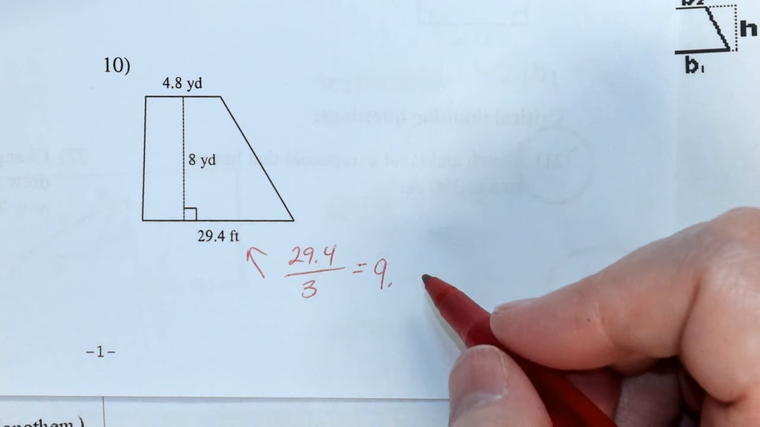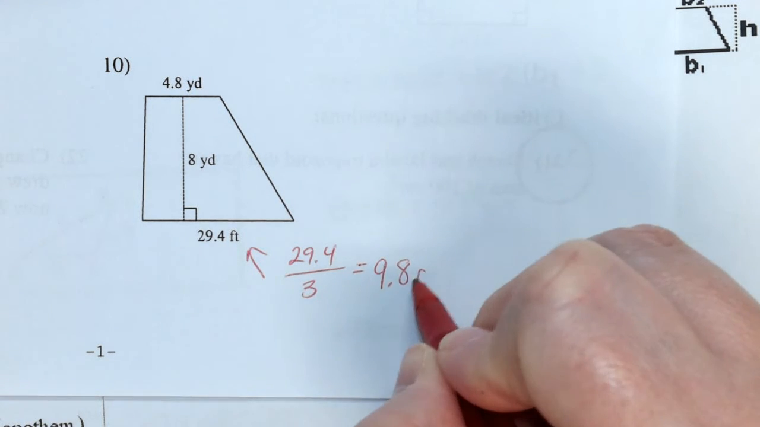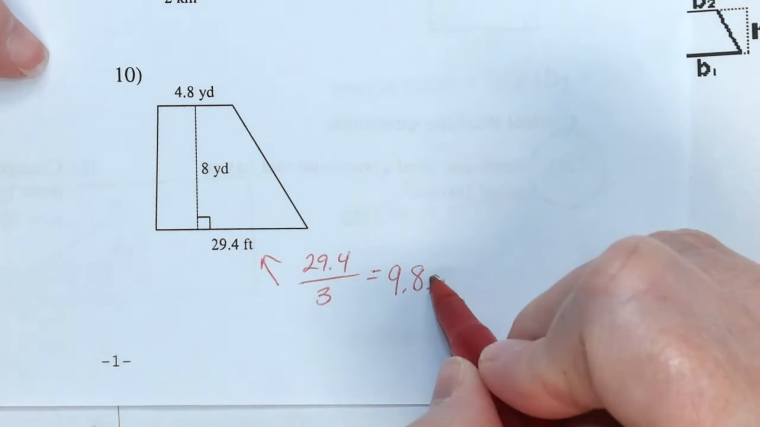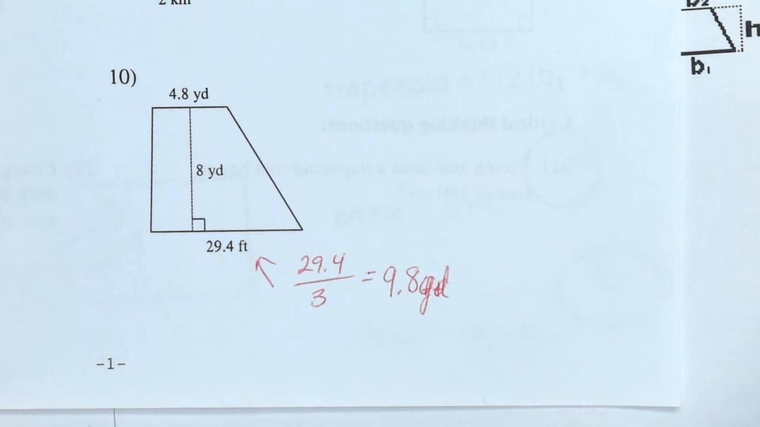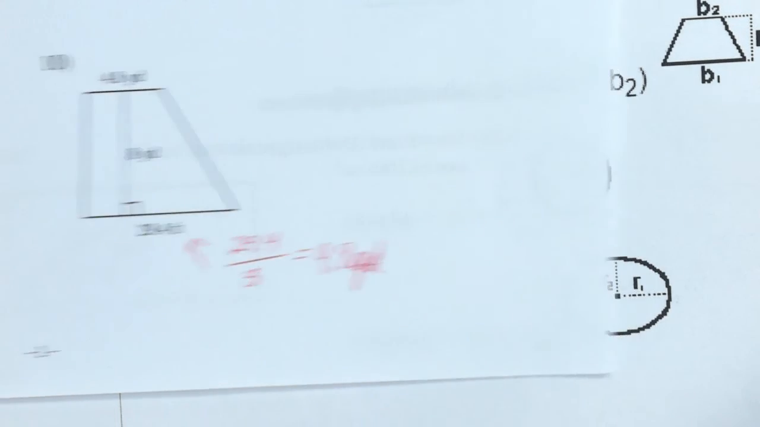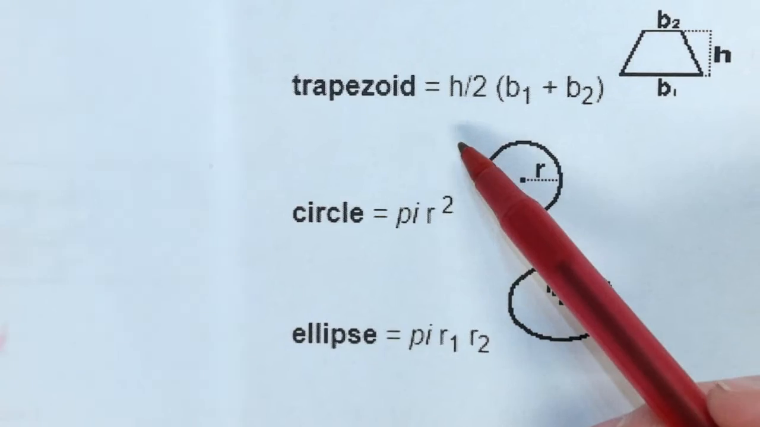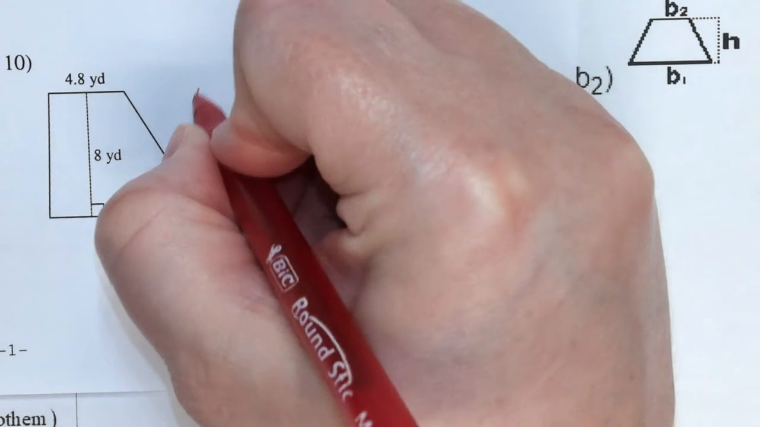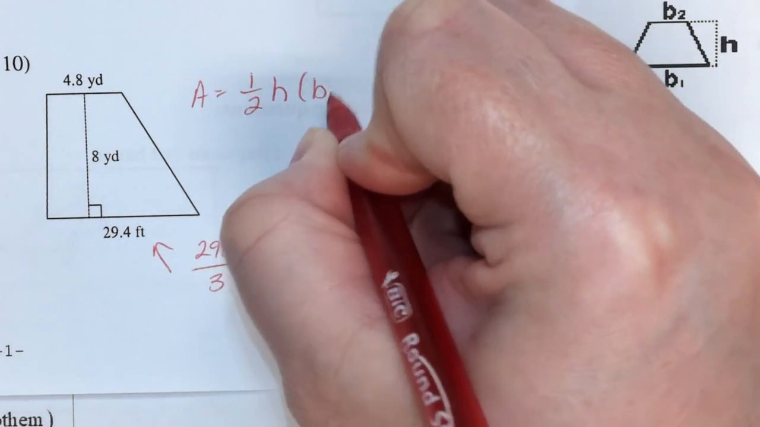9.8. Is it exactly 9.8? Okay, good. So that's an exact answer. Now that's in yards. So what shape is this? Trapezoid. So for a trapezoid, this is the formula we're using. I'm going to write that down. Area equals a half of the height times the bases added.